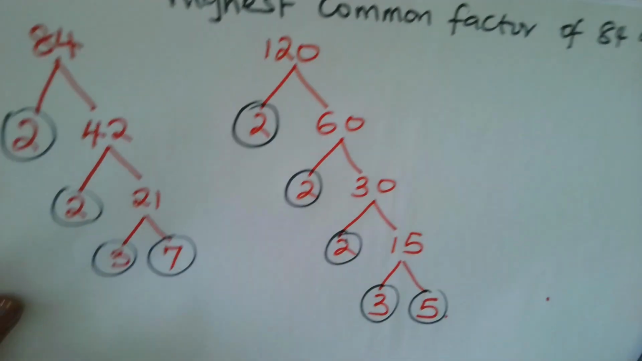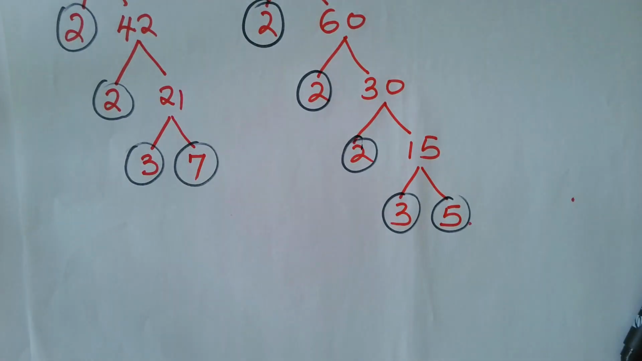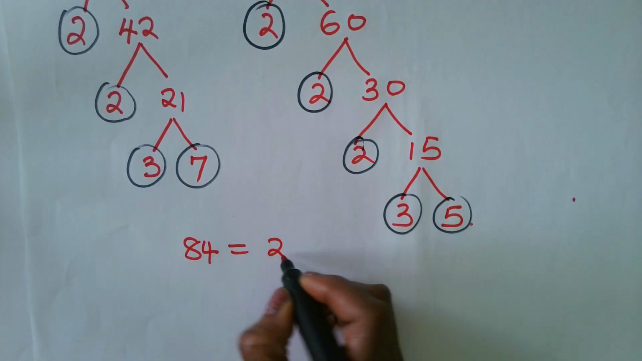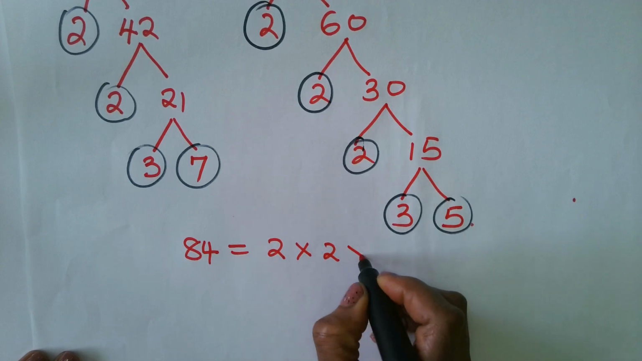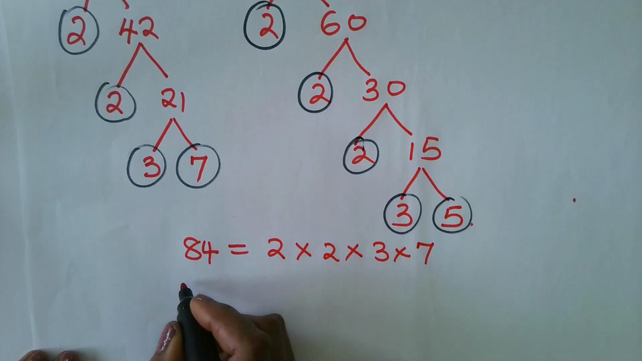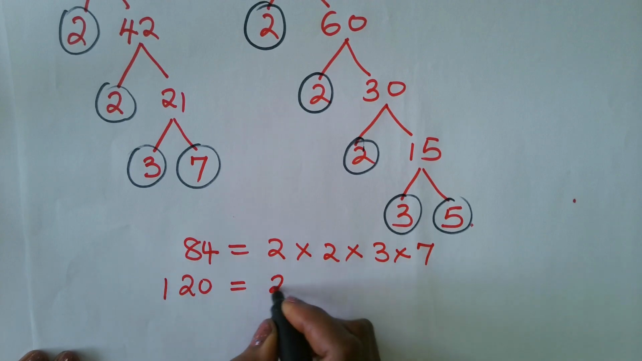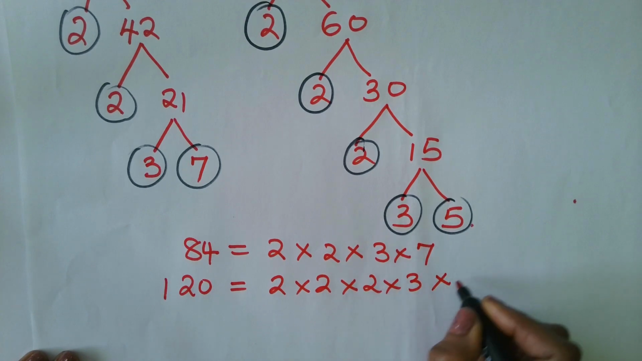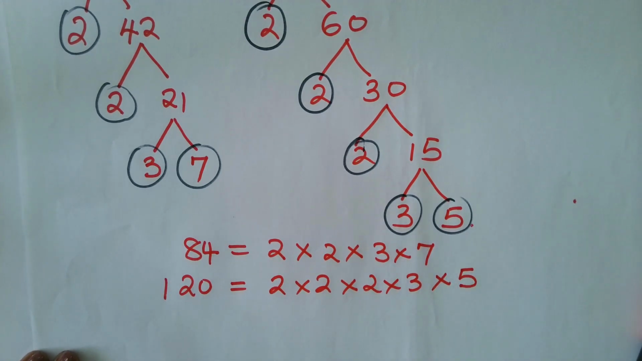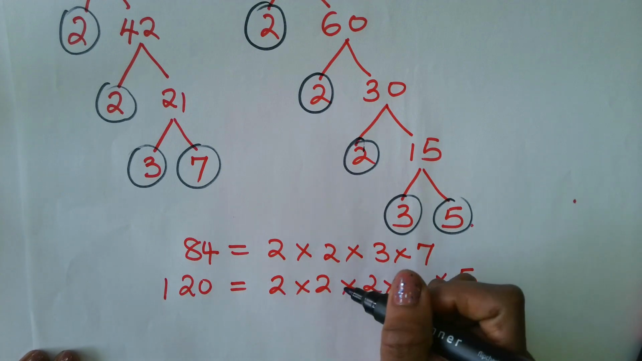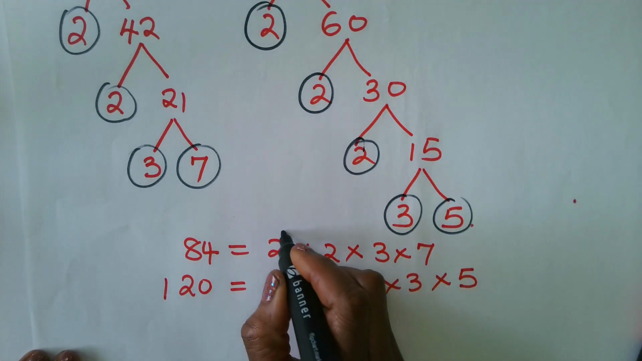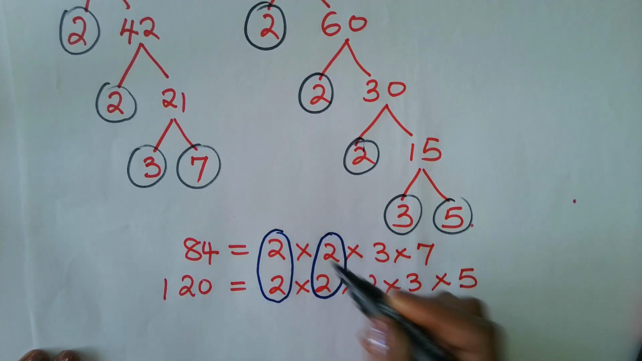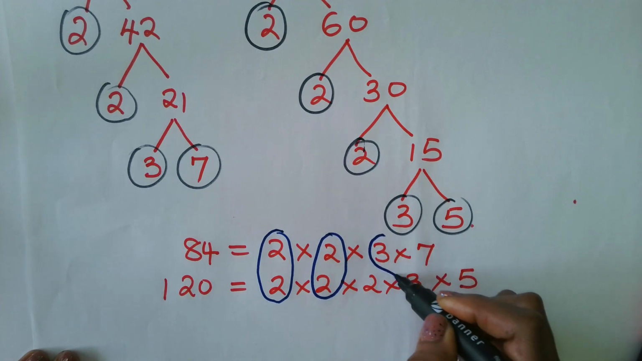Right, so put them together. That is 84 is equal to 2 times 2 times 3 times 7, and 120 is equal to 2 times 2 times another 2 times 3 times 5. Bringing the common numbers together, we've got 2 here, and then we've got another 2, and then we've got this 3.